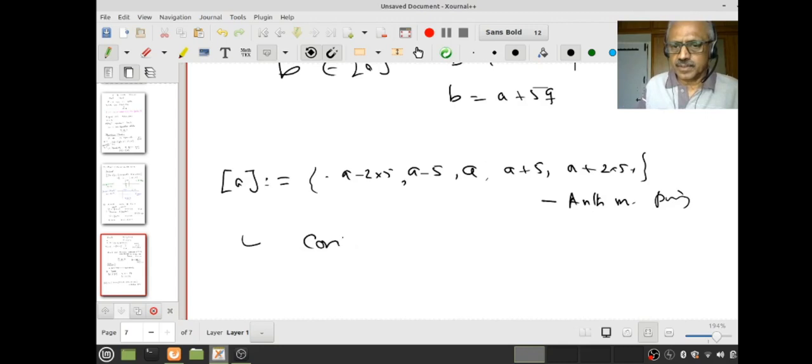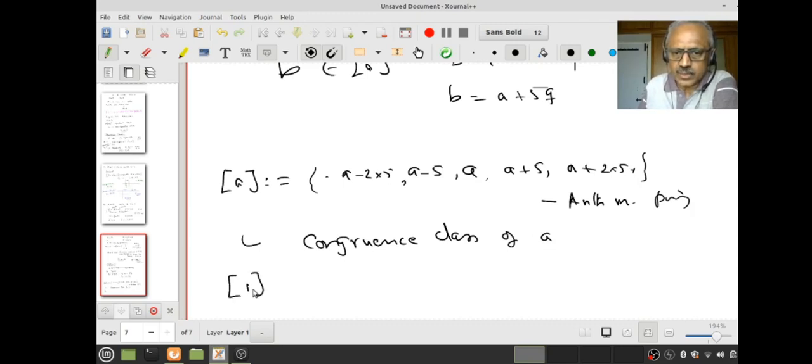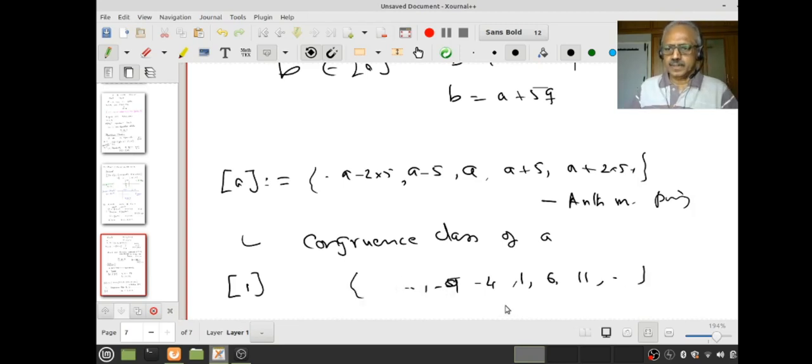So traditionally in number theory this is called a congruence class. For example, what will be the equivalence class of 1? The equivalence class of 1 will be 1, 6, 11, and subtracting 5, minus 4, subtracting 5 again, minus 9, and so on.